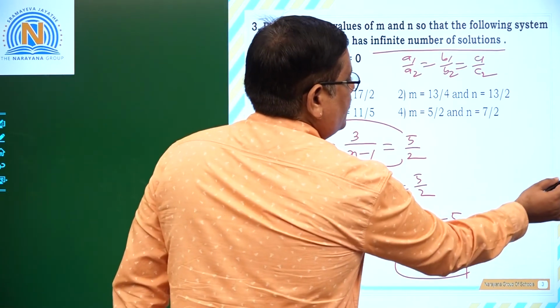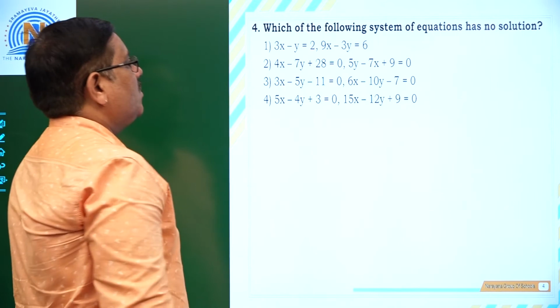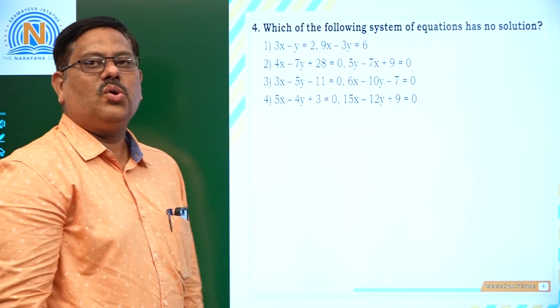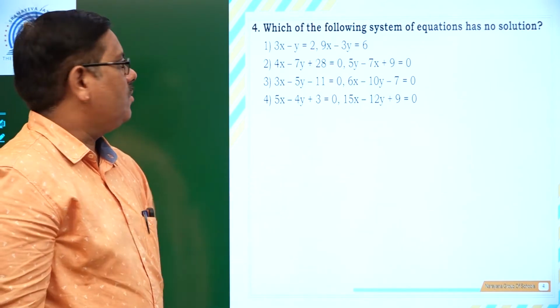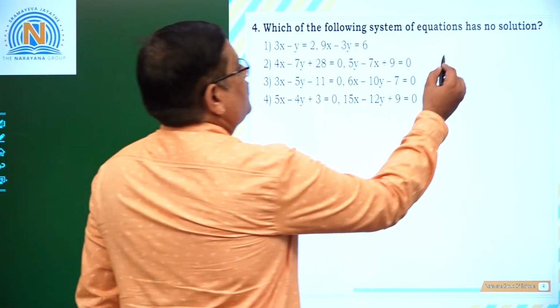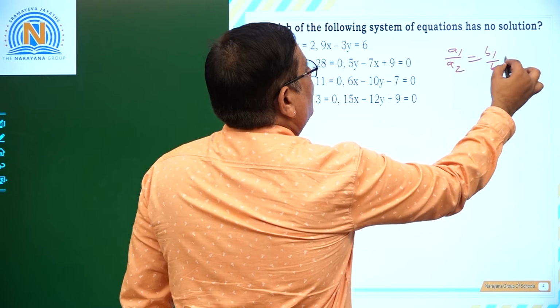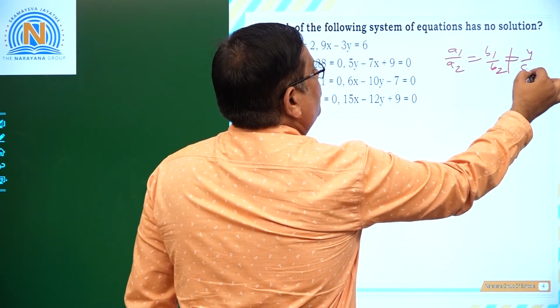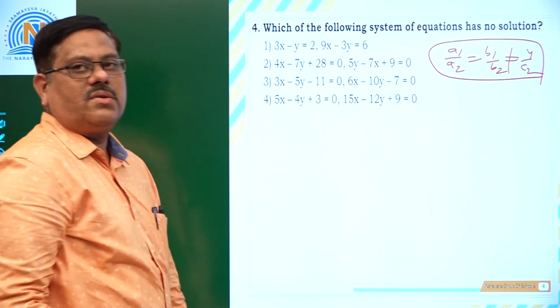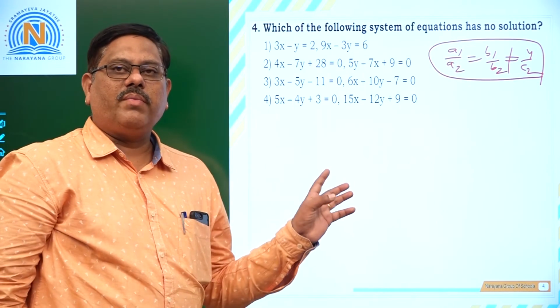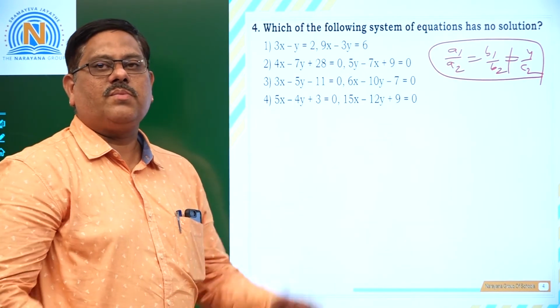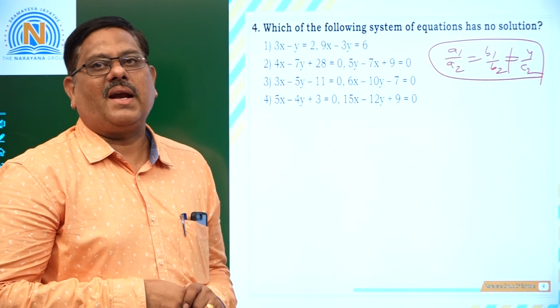Now let us see the next question. Which of the following systems of equations have no solution? Which of them has no solution? No solution in the sense a1 by a2 is equal to b1 by b2, which is not equal to c1 by c2. Already in the first problem we have seen a1 by a2 is equal to b1 by b2 but not equal to c1 by c2, means both must represent a set of parallel lines.